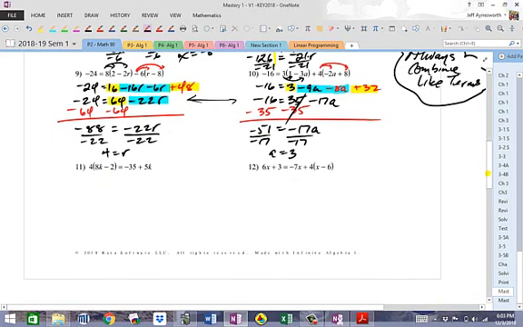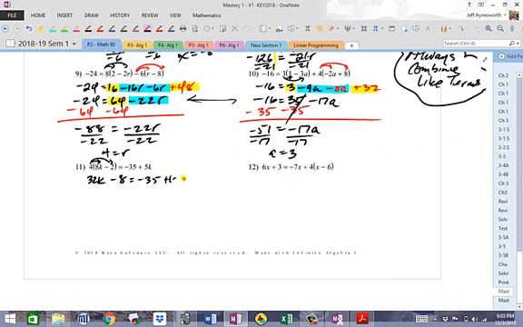All right, last two, distributing through. So you get 32k here minus 8. 4 times 2 is usually 8. It equals negative 35 plus 5k.